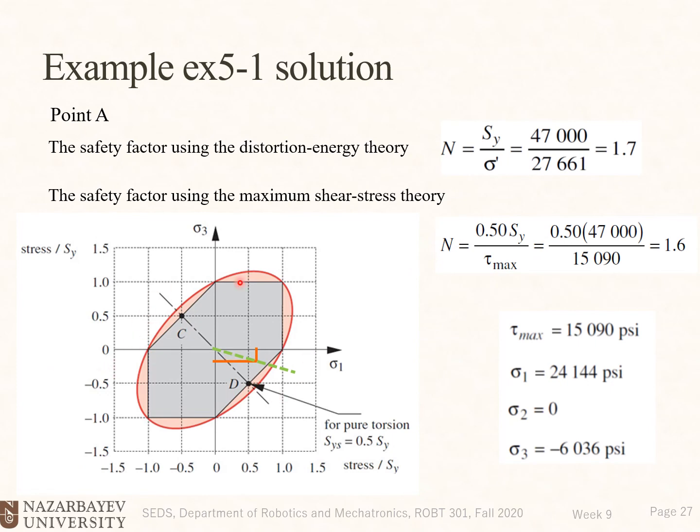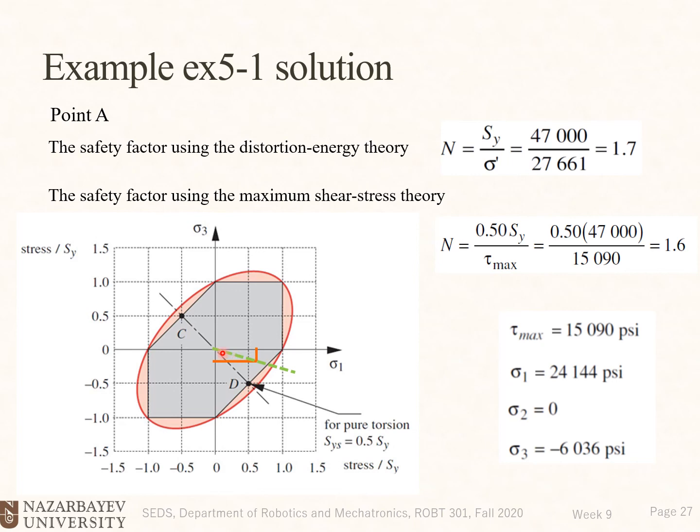Now let's see, inside the ellipse, what is our load line? We have sigma 1 and sigma 3. These are the values already calculated in previous slides. If we divide them by Sy, then we can find the values on the x-axis and y-axis. If I locate the sigma 1, sigma 3 point, it will be here. Now I just need to connect the origin to this point, and this will be the load line.